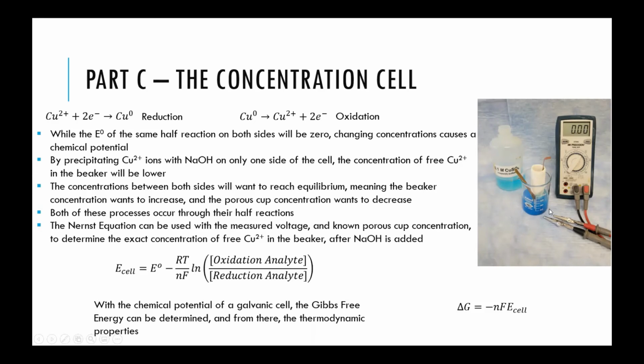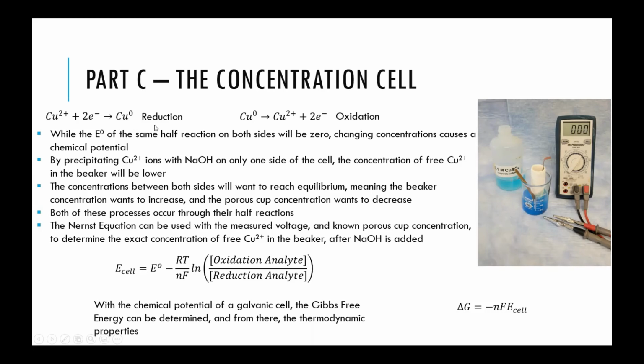However, what you're going to be doing in lab is adding sodium hydroxide to the beaker. What that does is precipitate out some of those copper ions with the hydroxide in the form of solid copper hydroxide. Now, the concentration in the beaker is lower than the concentration inside the porcelain cup, and this difference creates a chemical potential. It creates a voltage.